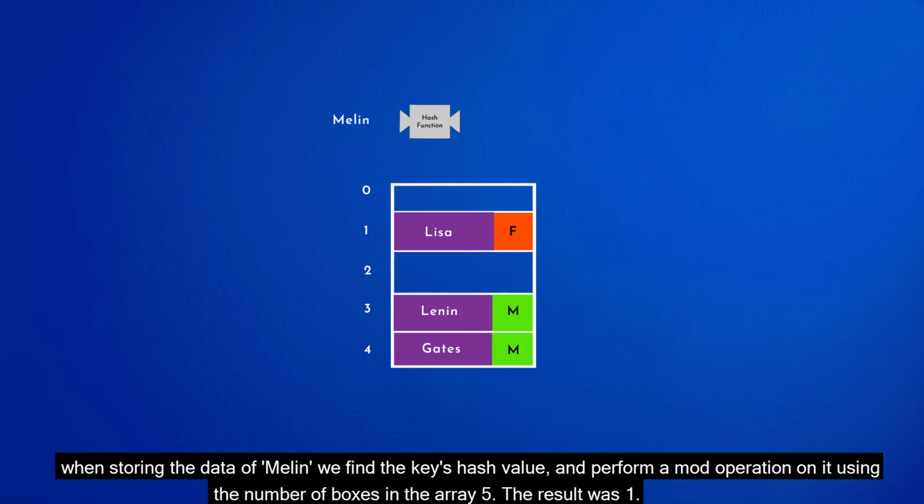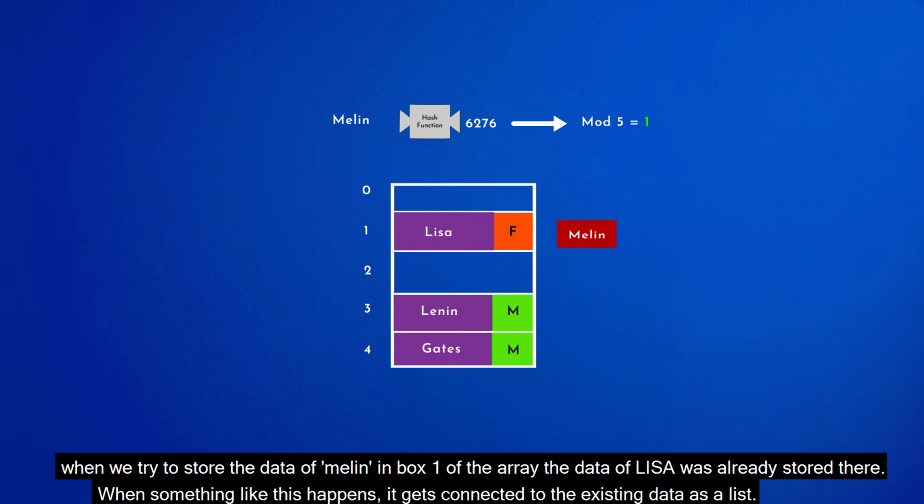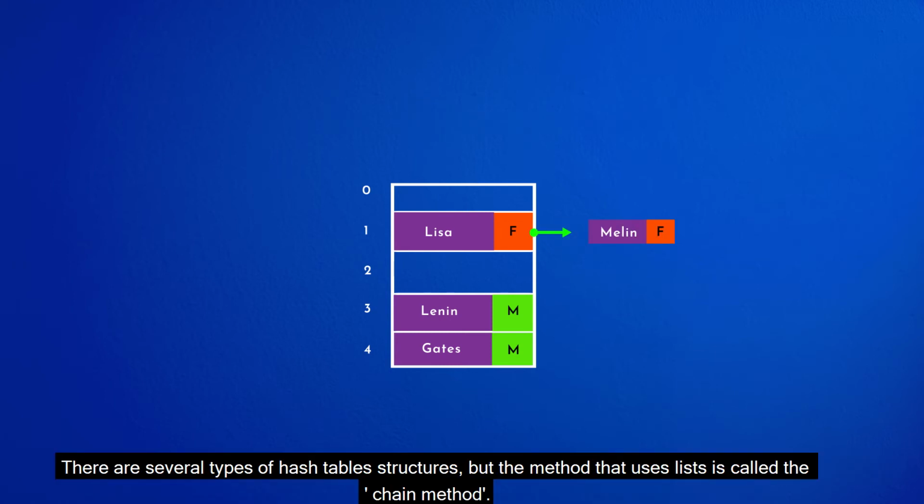When storing the data of Mellon, we find the key's hash value and perform a mod operation on it using the number of boxes in the array, 5. The result was 1. When we try to store the data of Mellon in box 1 of the array, the data of Lisa was already stored there. When something like this happens, it gets connected to the existing data as a list. There are several types of hash table structures, but the method that uses lists is called the chain method.